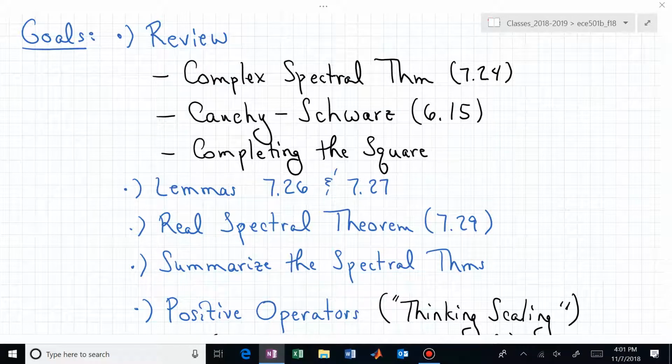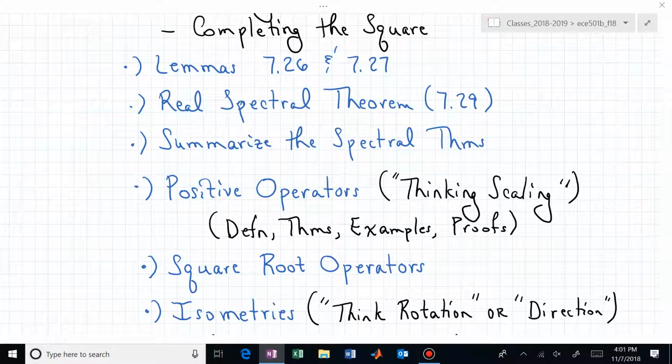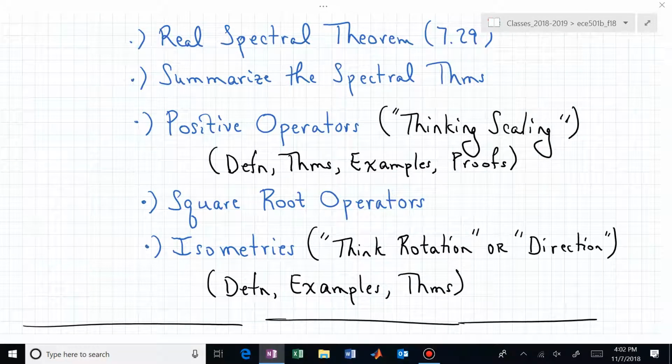We'll talk about completing the square, and that will then allow us to move into a couple of lemmas prior to stating the real spectral theorem. So we didn't need all of that to do the complex spectral theorem, but we do need more conditions in play to talk about the real spectral theorem. And these spectral theorems are really telling us when can we have nice matrices? When can we have matrices that are equivalent to diagonal matrices? That's what these spectral theorems are talking about, and we'll summarize those for the two different scenarios, real and complex fields.